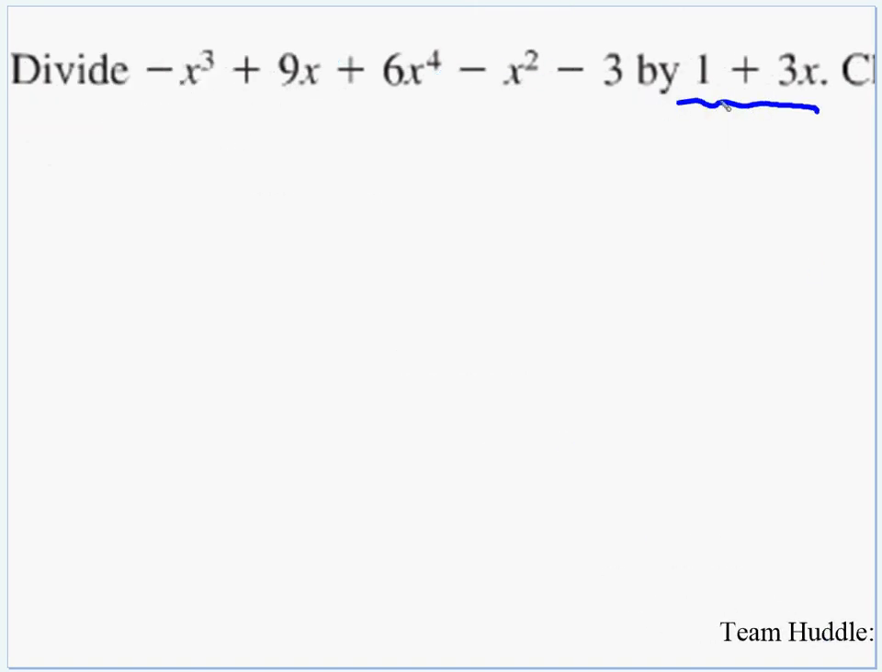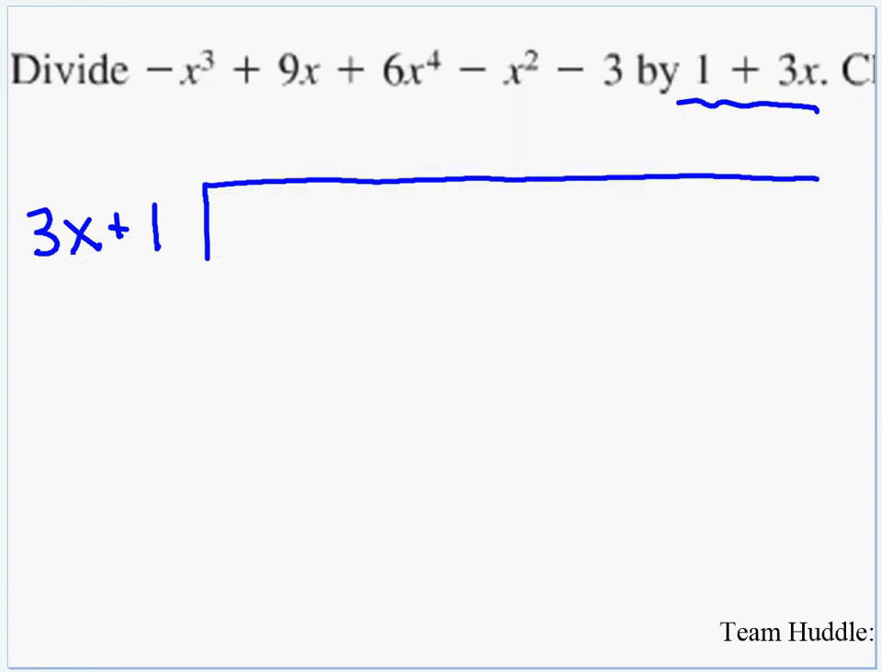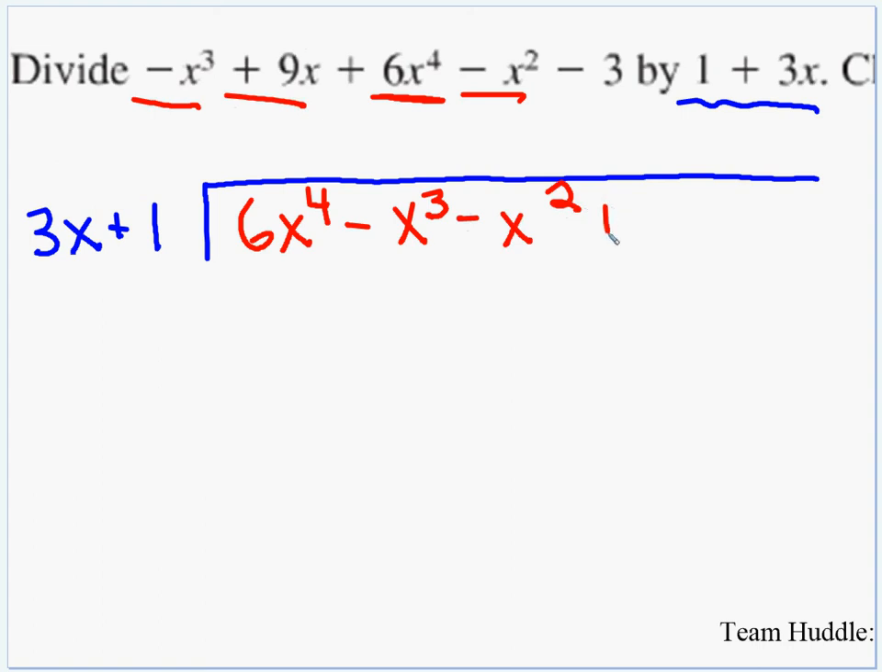Okay, we're dividing 1 plus 3x. I'm going to write that in descending order, 3x plus 1. We will divide that into, here we got to put it in order. It looks like our highest power is 6x to the fourth. And we've got a minus x cubed, minus x squared, plus 9x and a minus 3 on the end.